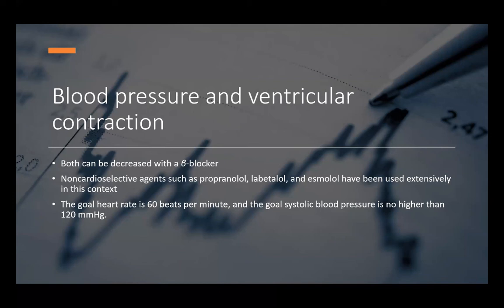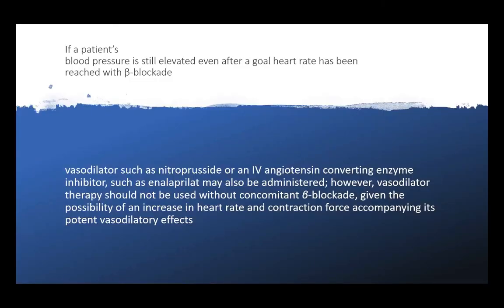The goal heart rate with this treatment is 60 and a goal systolic blood pressure of no higher than 120. Of course, we target the systolic blood pressure because of the shearing force of the systemic arterial pressure. So if you start your patient on beta blockers and reach a target heart rate, but the patient is still hypertensive, here you can use vasodilators such as IV nitroprusside or IV ACE inhibitors.